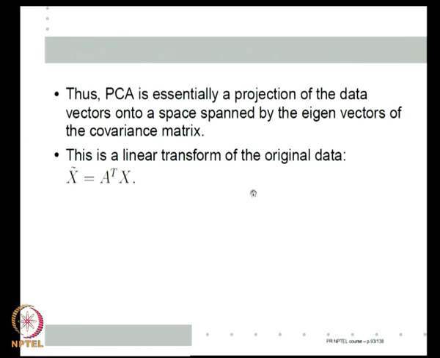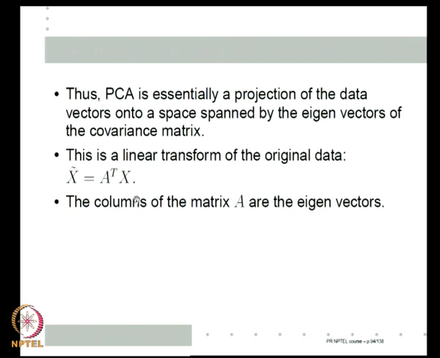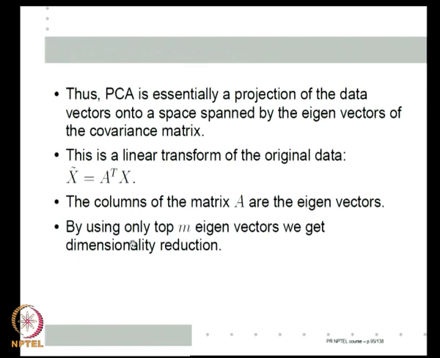So, this is a linear transform of the original data, x tilde equals A transpose x, where the columns of A are the eigenvectors. Of course, I can choose all of them. Even then I am transforming data into a better data, but essentially we take only the top m eigenvectors, so that I make A a D by m matrix. So that x tilde will be in an m dimensional subspace. So, if I use only the top m eigenvectors, we get dimensional reduction.